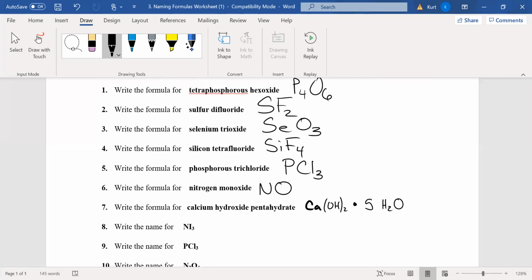Okay. The last one you haven't done yet, it's called a hydrate. Calcium hydroxide is CaOH2. Then the 5 H2Os. Penta means 5. Hydrate means water. You'll learn that later.